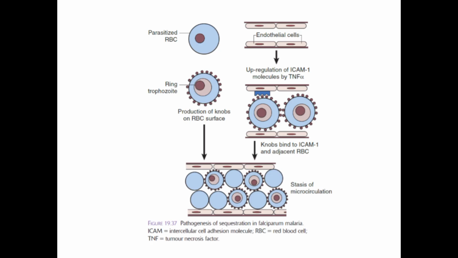This diagram explains the pathogenesis of sequestration in falciparum malaria. Above are the parasitized RBCs, which have a ring trophozoite inside. These can attach to the endothelial cells of the blood vessels, lead to stasis of the microcirculation, and lead to sequestration within the blood vessels.